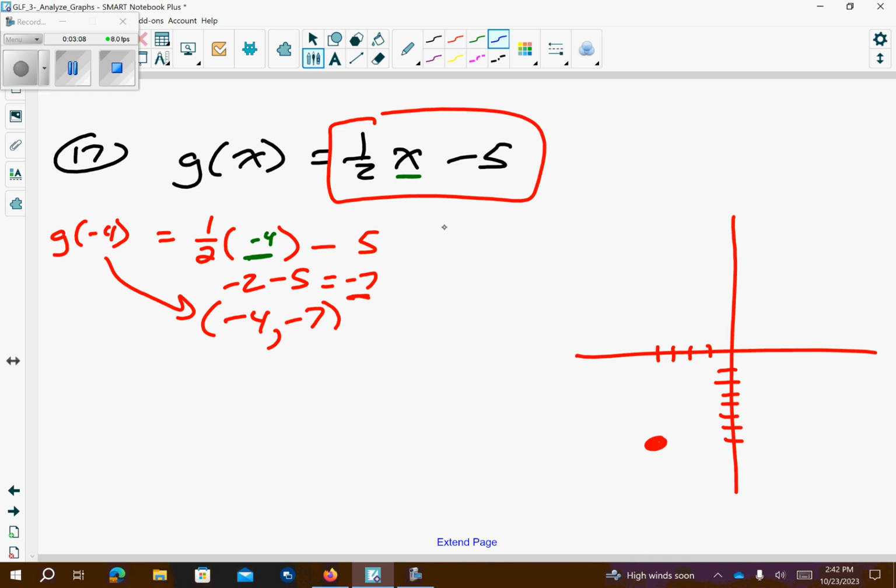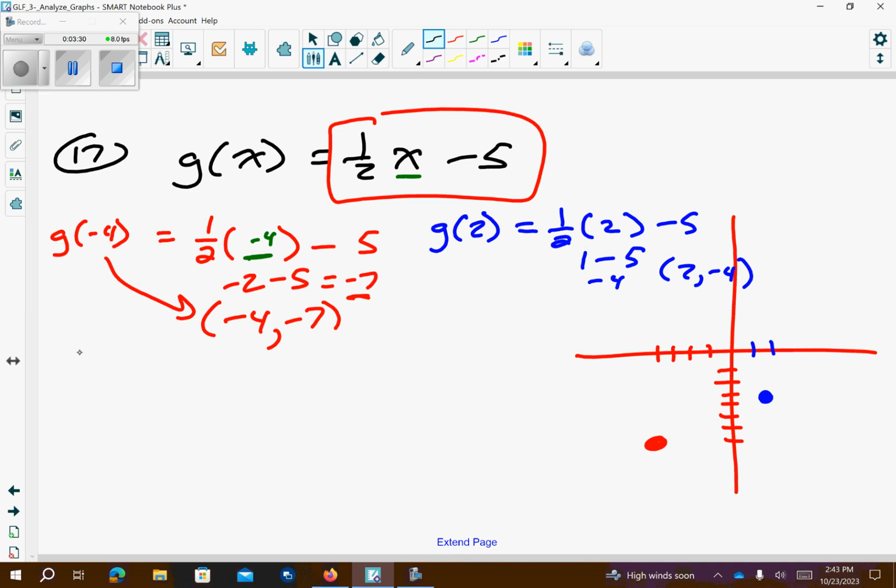And then I'm going to say, okay, let's do g of 2. Again, I'm going to take that 2 and plug it into where x used to be. Half of 2 is 1. 1 minus 5 is -4. So it gives me the point 2, -4. So 2, -4, that's down here.